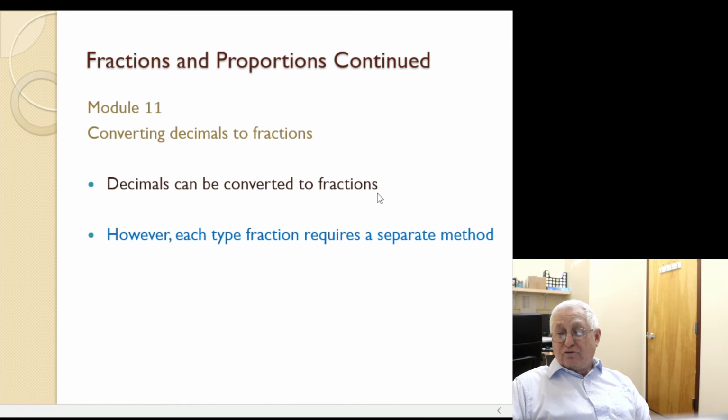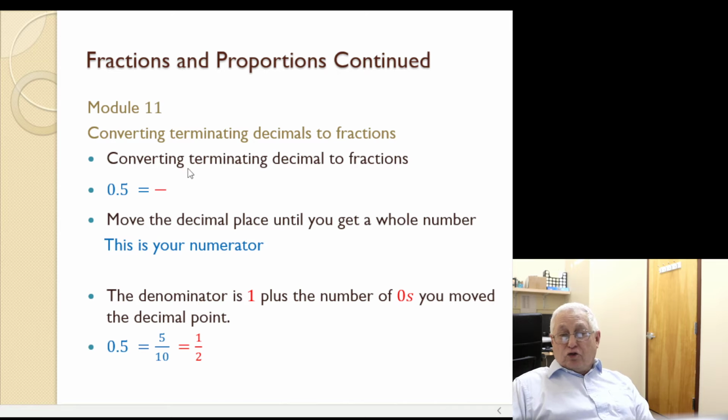Decimals, by the way, can be converted to fractions. However, each type of fraction requires a separate method. We learned how to take a fraction and make it a decimal, but now we want to learn how to take a decimal and convert it to a fraction. Converting terminating decimals to fractions is fairly easy. In this case, we have 0.5 equals some number. Move the decimal place until you get a whole number. So we get 5, and then we divide it by the number of places of the decimal. 0.5 is in tenths, so we say 5/10. We reduce it, it becomes 1/2.